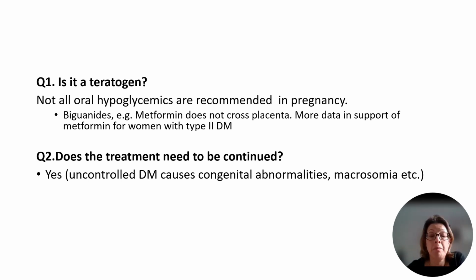But obviously, we need to counsel this woman that uncontrolled diabetes itself has an association with congenital abnormalities and complications in pregnancy, such as macrosomia, early birth, preterm labour, risk of preeclampsia, and poor neonatal outcome if they have a baby who is born earlier.